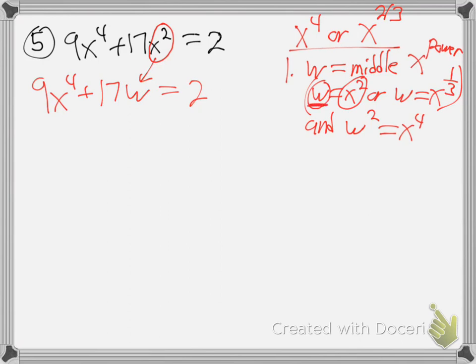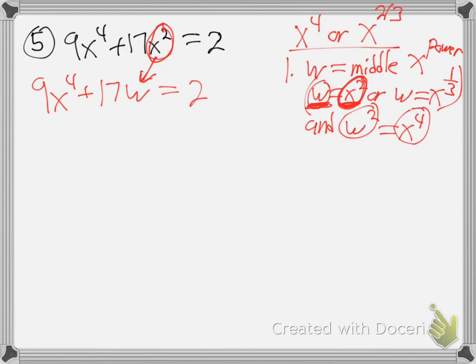Hey, I'm calling you w now. Every x squared, everywhere I see you, I'm going to call you w now. So right here, x squared, you're now called w. You can change letters, but you have to be consistent. So if x squared is w, then twice that power, x to the fourth, has to be w squared.